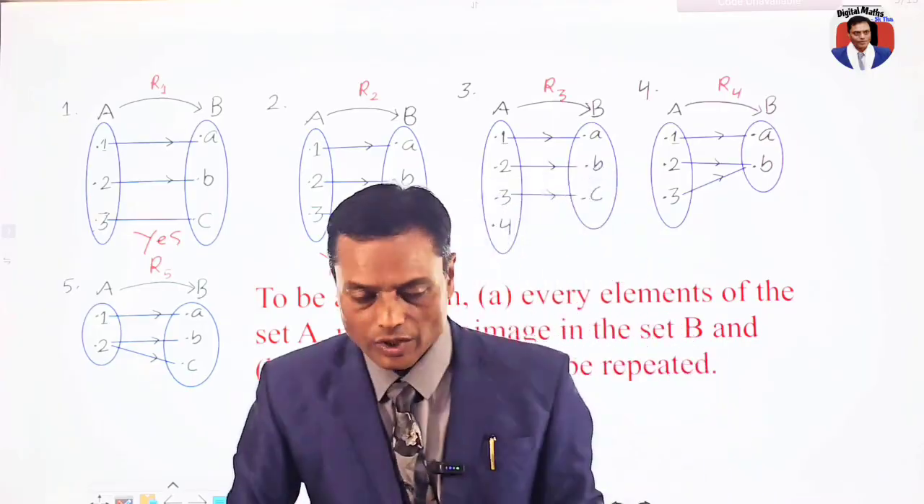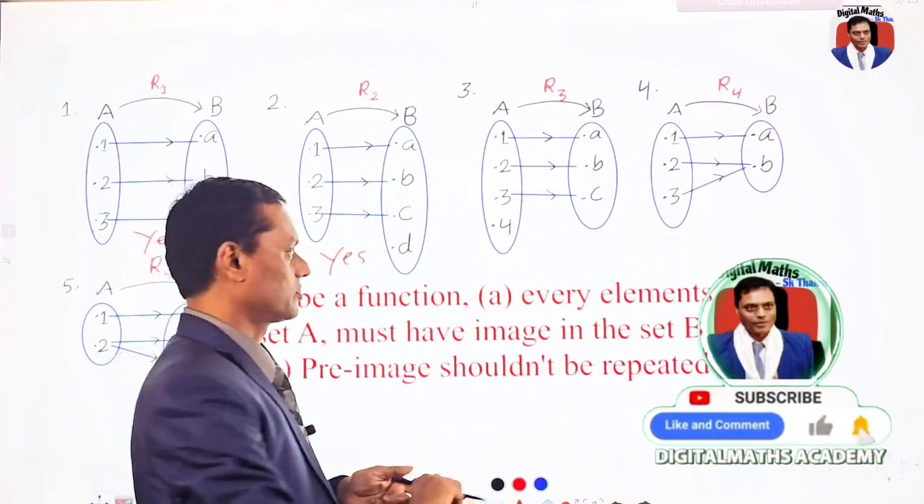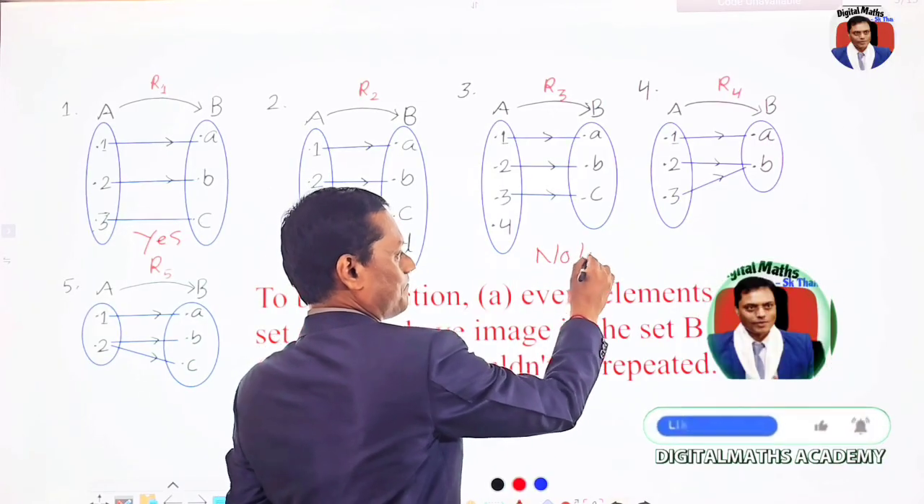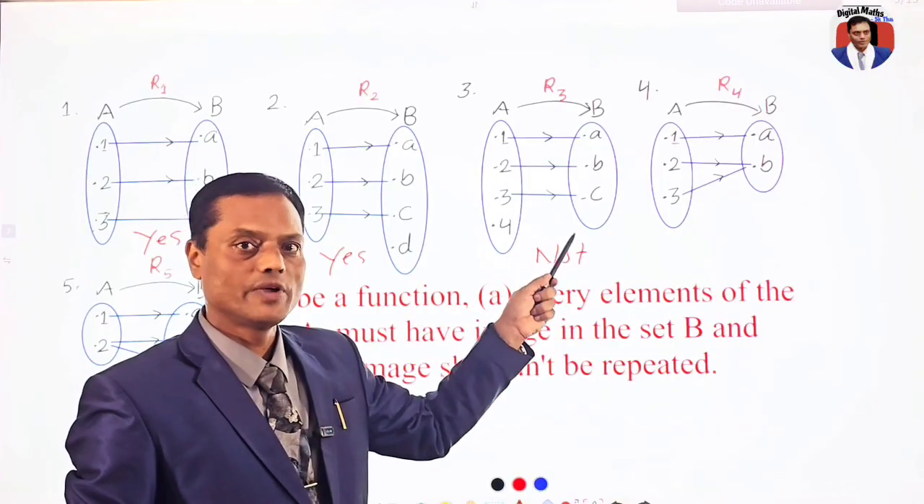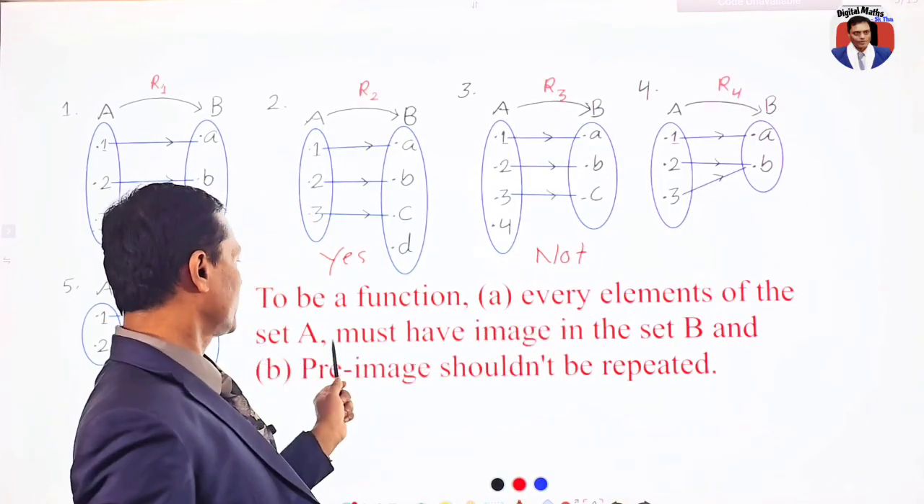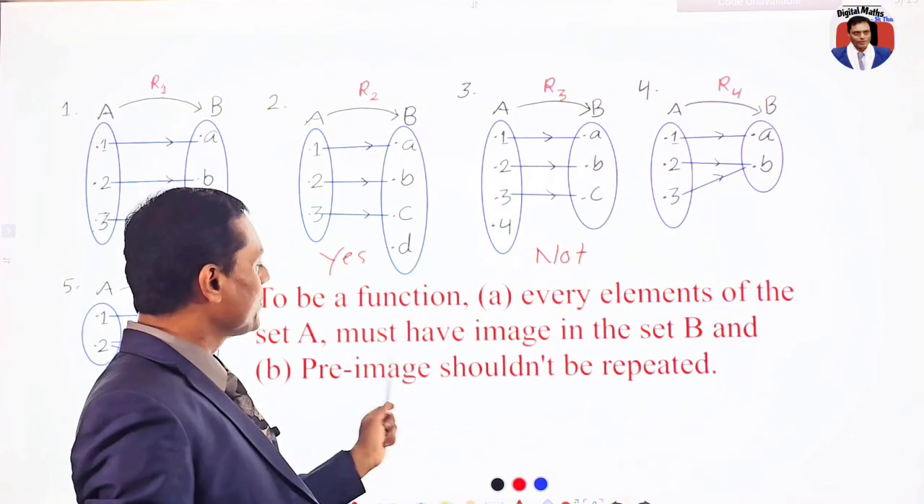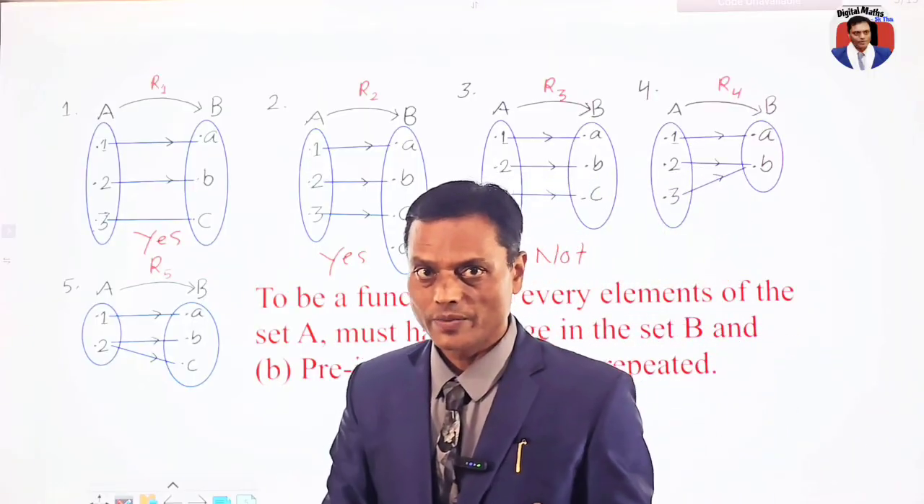Yes? But when we see the relation 3, then it's not a function. Can you say why it's not a function? Because 4 doesn't have any image in the set B, right? So it's not a function according to the first condition. Every element of the set A must have image in the set B, and preimage should not be repeated. Right? So I have already explained what you mean by the preimage and image.